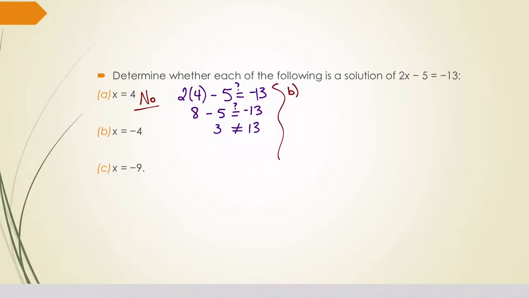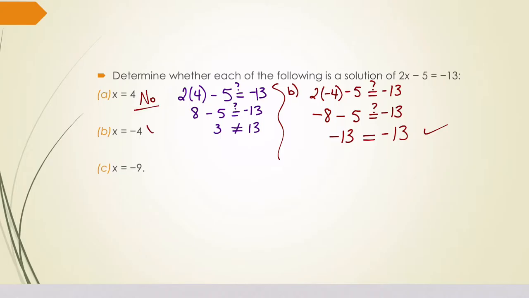I'm going to try negative 4 this time. So I'm going to do 2 times negative 4 minus 5. Does that equal negative 13? So I've got negative 8 minus 5. Does that equal negative 13? Well, signs are the same, so I'm going to add those numbers together and I'm going to keep that sign. So I do get negative 13, and that does equal negative 13. That is a true statement, so I would say yes.